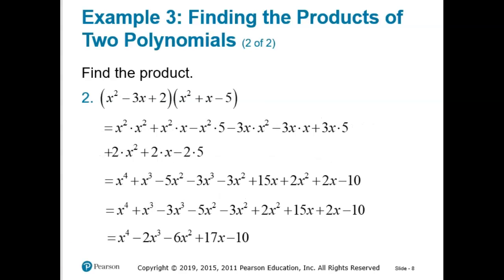Now, multiplying trinomial times trinomial, you're just doing the exact same thing again. Start with an x squared, multiply it by every other term in the polynomial on the right. Then take negative 3x and multiply by all three terms in the parentheses on the right. Then take the 2 and multiply all three terms on the right. Now you're going to have a lot of like terms to simplify, combine, and end up with your answer.